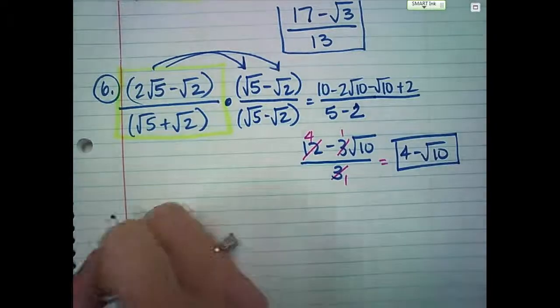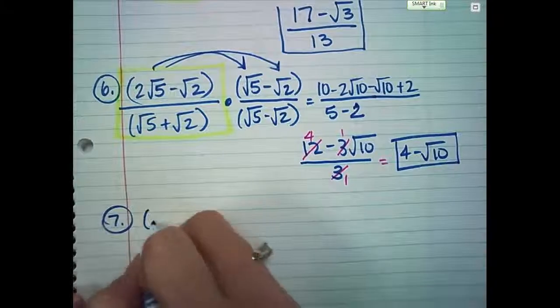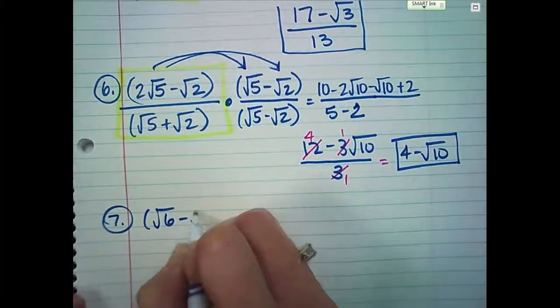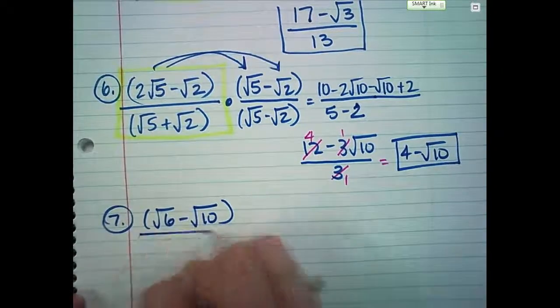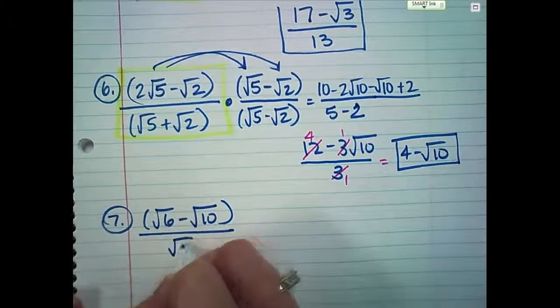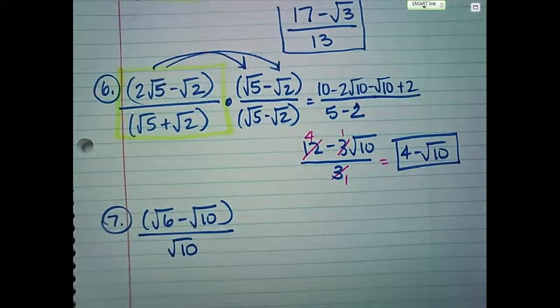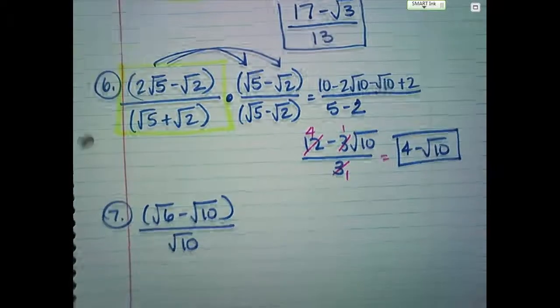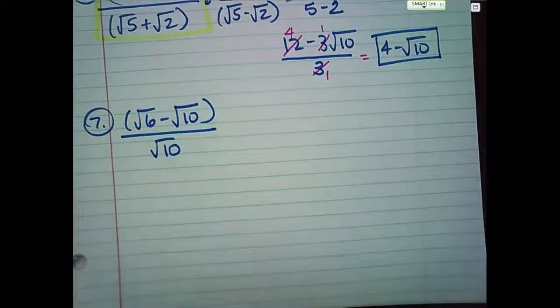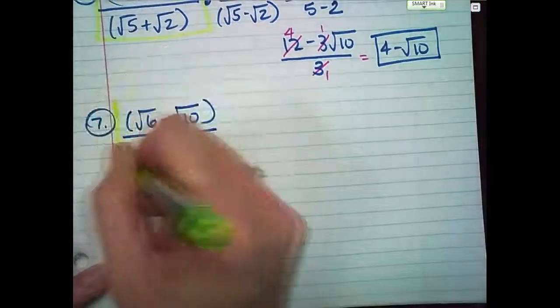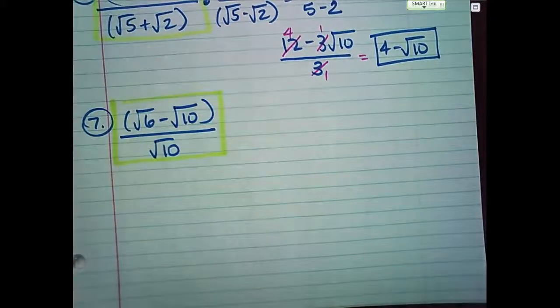Number 7. Root 6 minus root 10 over root 10. This one looks easy, but I'm picking this one because at the very end of the problem, kids want to do something wrong. So try it. Don't make a mistake at the end. It's a good one. Probably pretty good till you get to the very end, and there's one little mistake that kids tend to make.